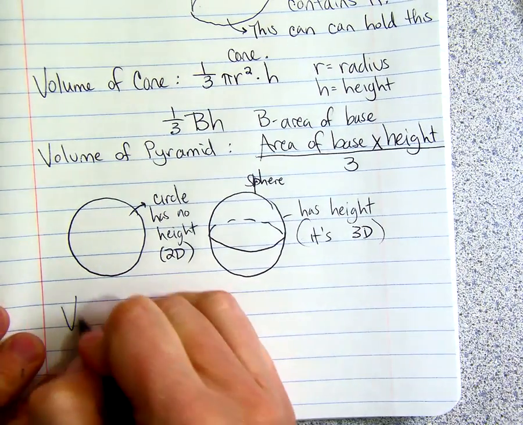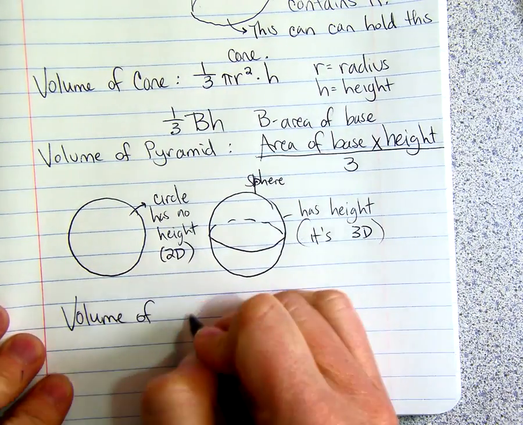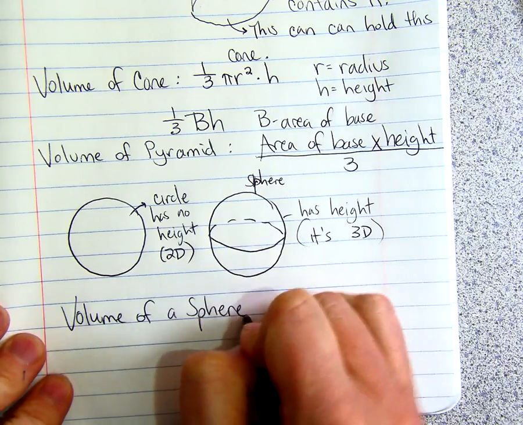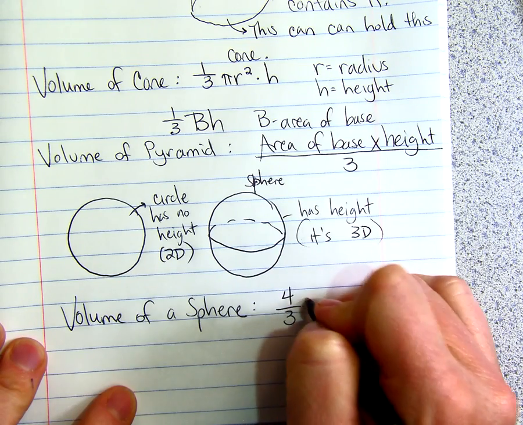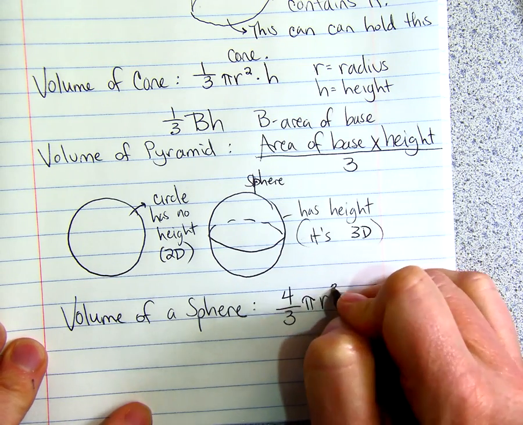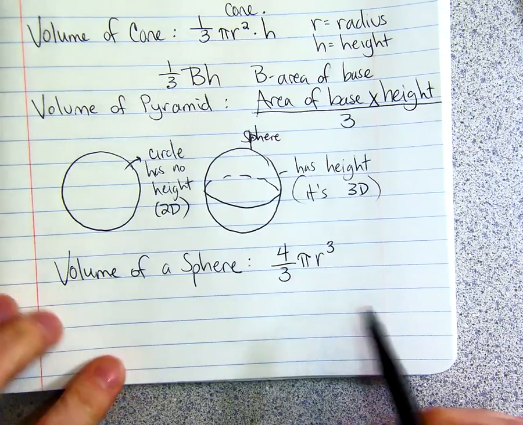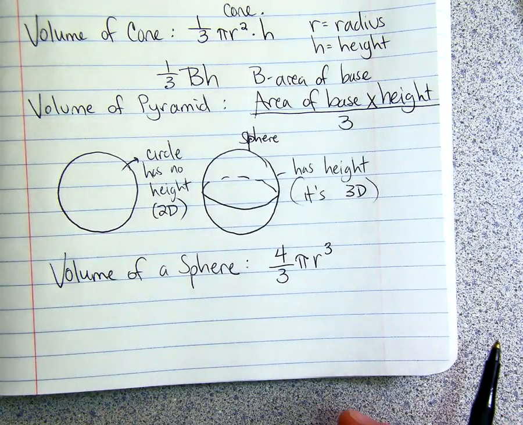If we wanted to find the volume of a sphere, this is basically just a formula. We do 4/3 pi r cubed. And then the units would be cubed.